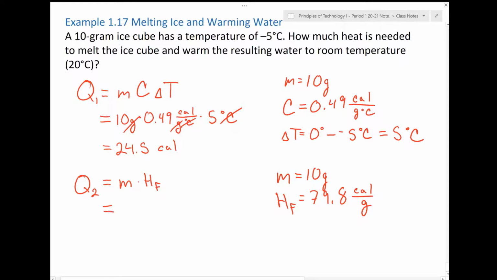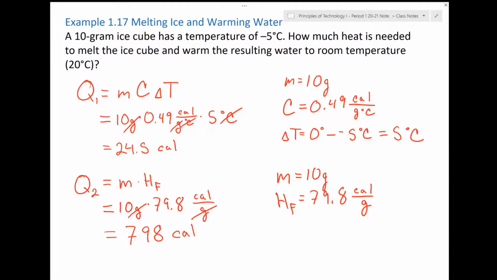Simple multiplication problem, we substitute 10 grams for the mass times 79.8 calories per gram for the heat of fusion. Of course, grams cancel out, and we're left with 798 calories to melt the ice. Significantly more than raising the temperature by 5 degrees.